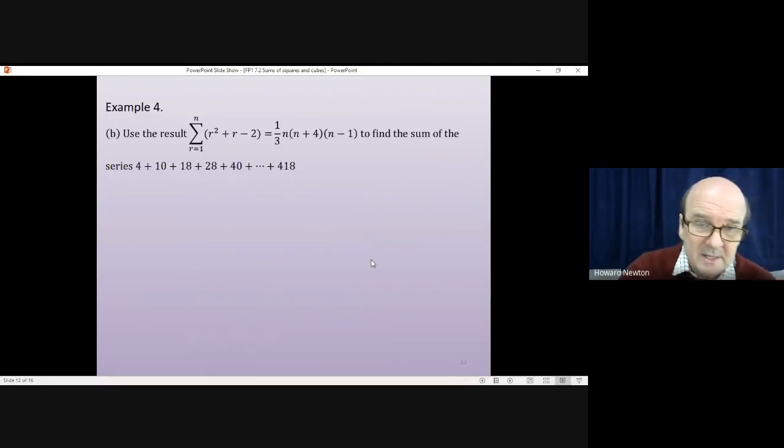Part B to that, I'll let you have a go at this first. It's asking us to use this result, the result that we've just proved, to find the sum of this series. I'll let you have a think about this. Pause the video, then come back to me when you've done it.